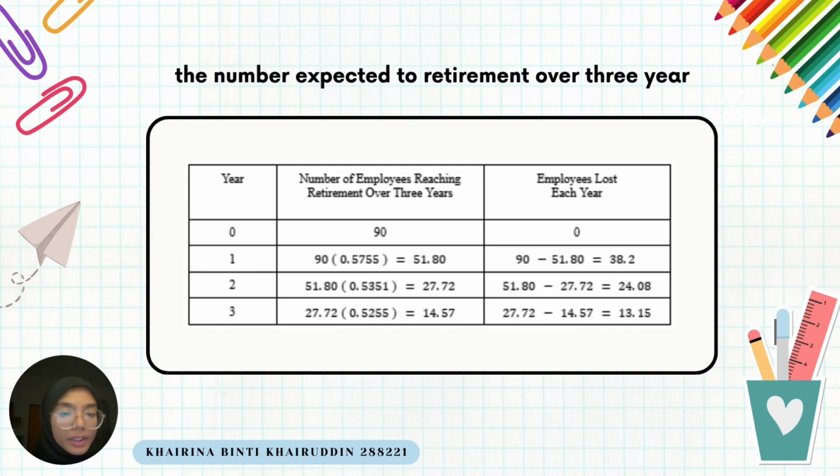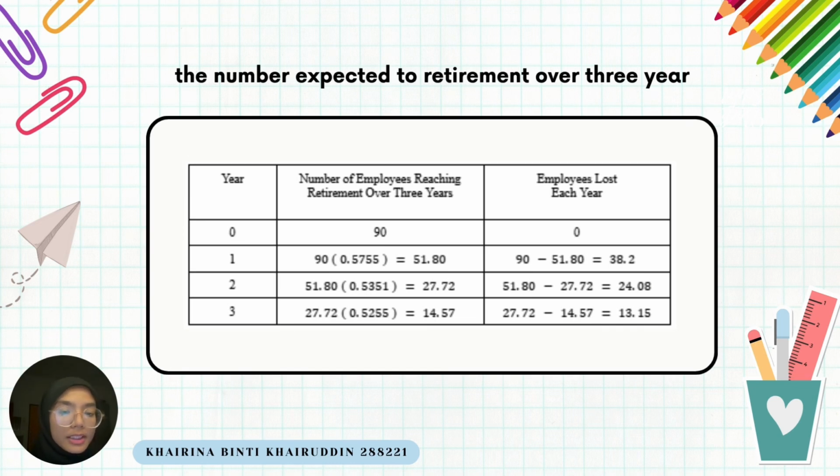At the end of year 1, we find that the probability of survival is 0.5755. To find the expected value, we multiply by 90, and the remaining number of employees is 51.08. So the employee loss in year 1 is 38.2.